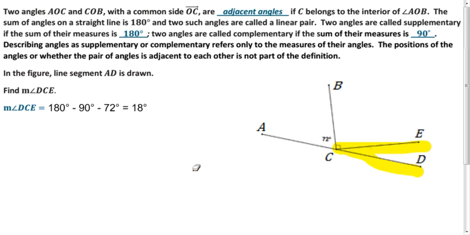Gives us 18 degrees. Now notice in this case, I used degrees in the answer because we don't have x degrees already in the picture. We're talking about its measurement, and so the measure of the angle is in degrees.